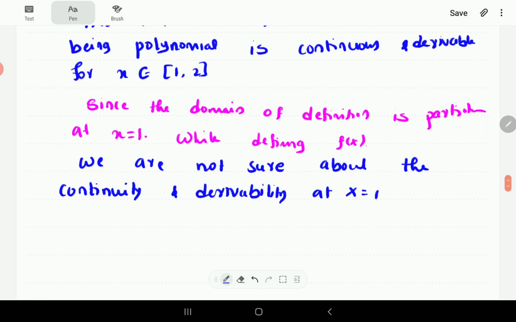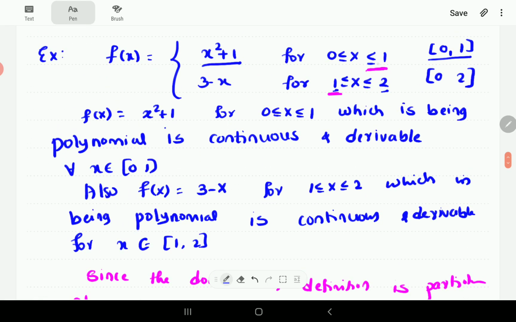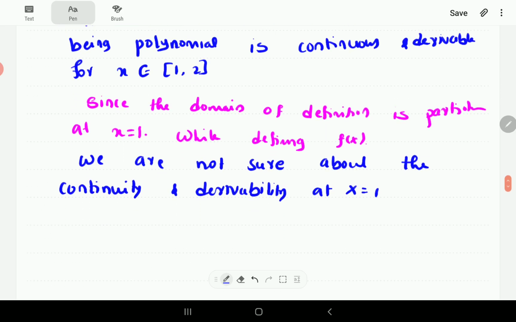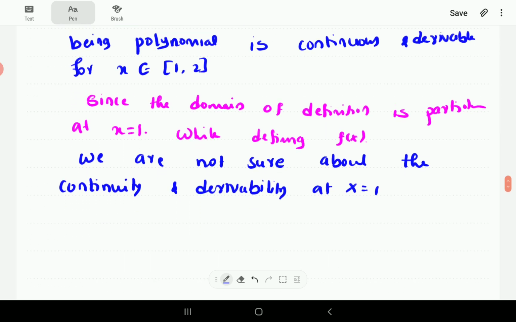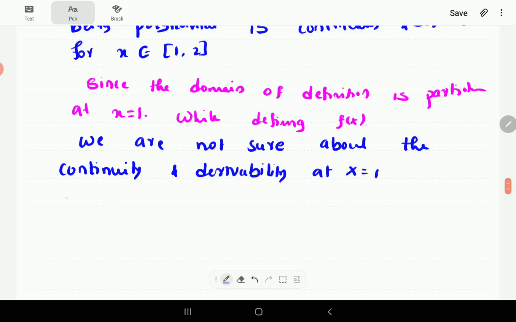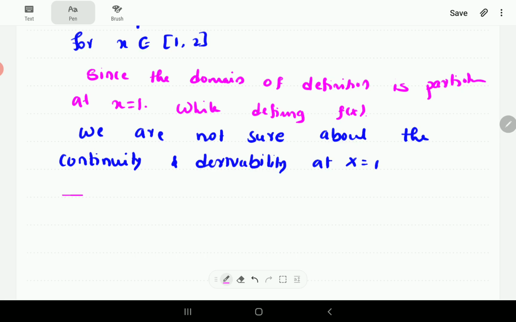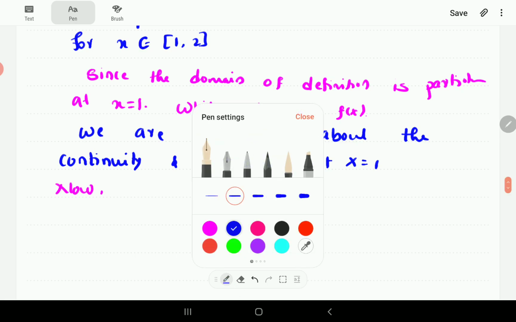Because the domain of definition is partitioned, hence we have to check the continuity as well as the differentiability at that particular point. So let me check now the continuity for x equal to 1. Now we will check the continuity at x equal to 1.